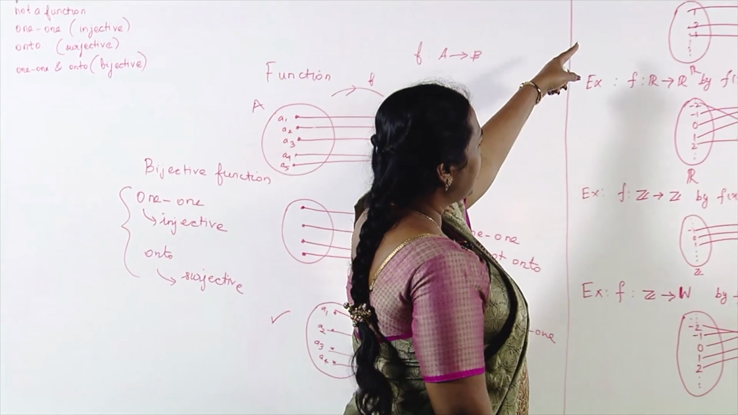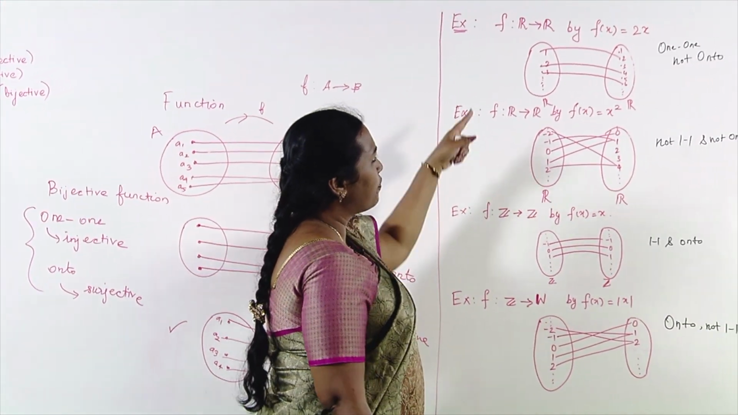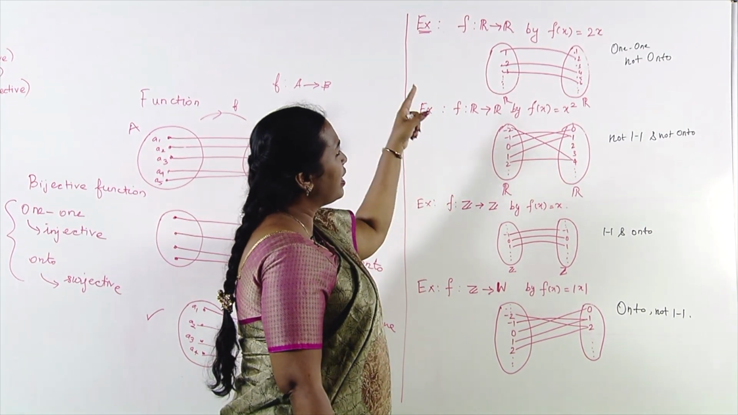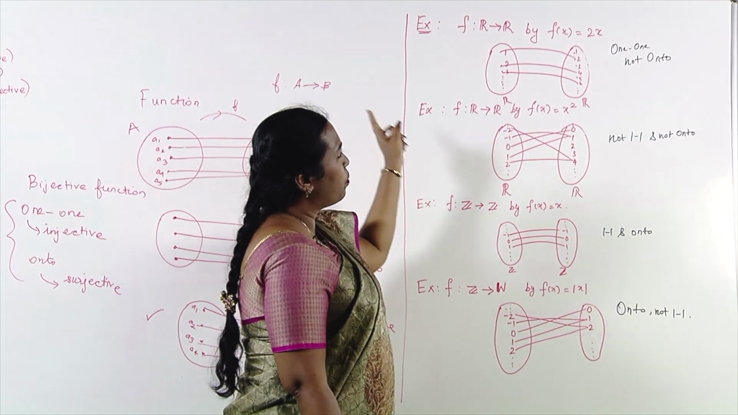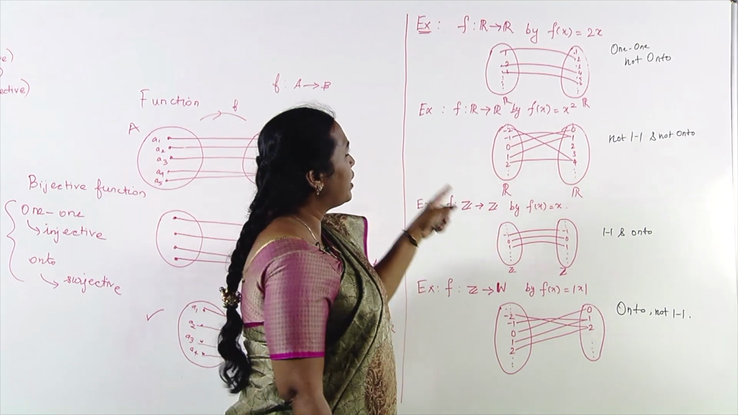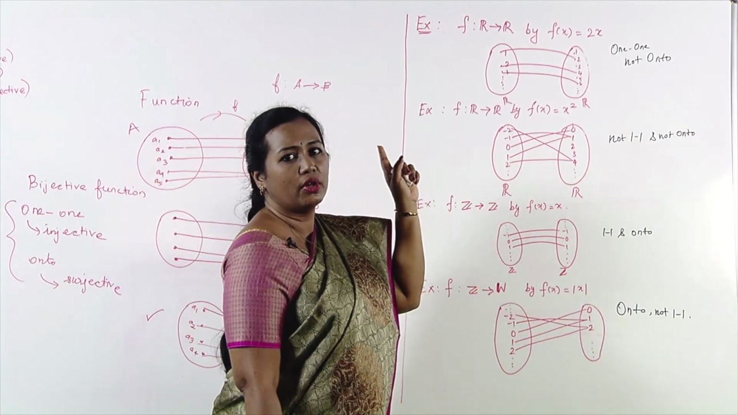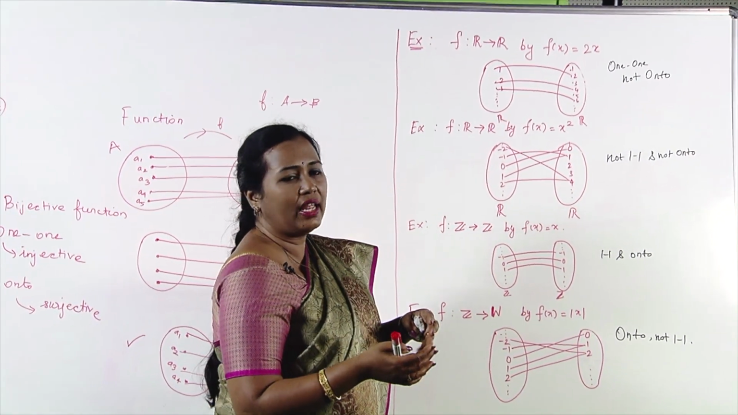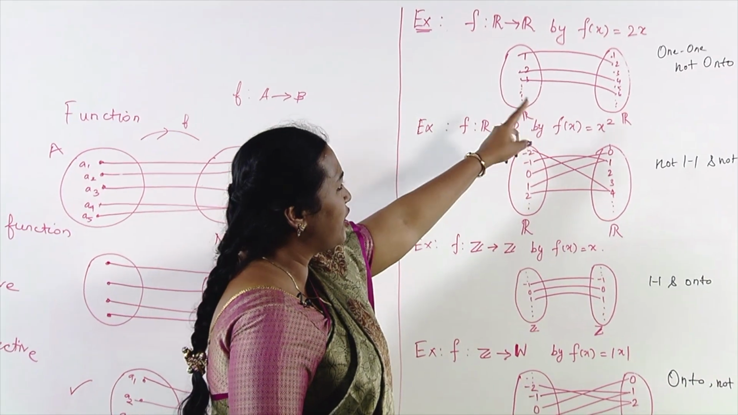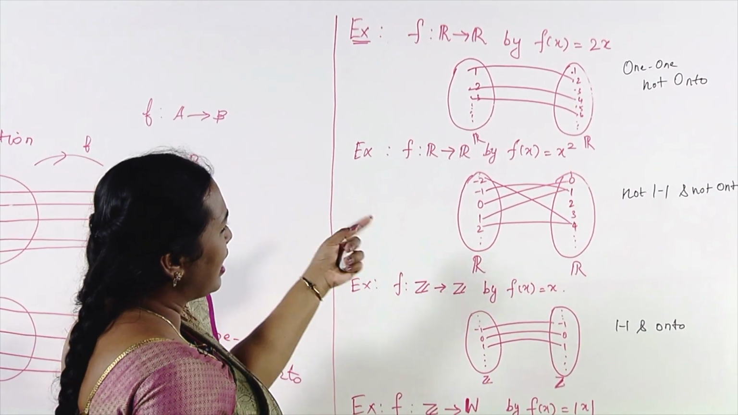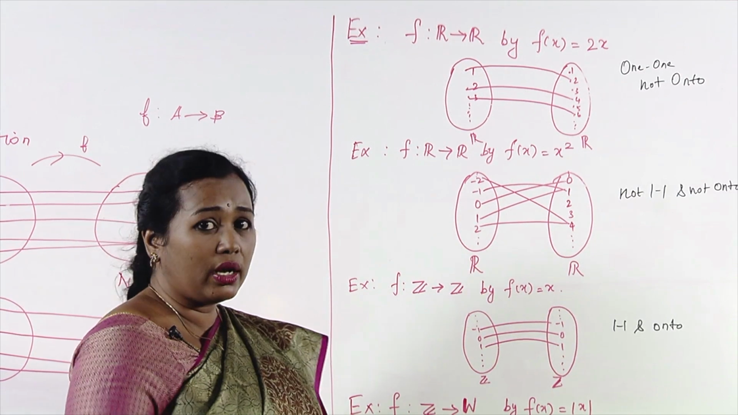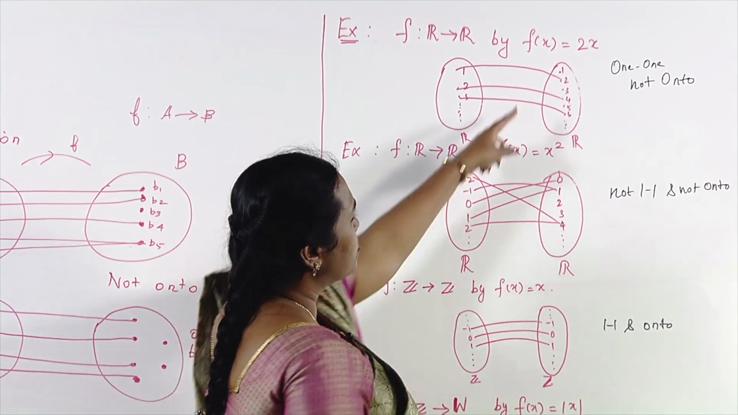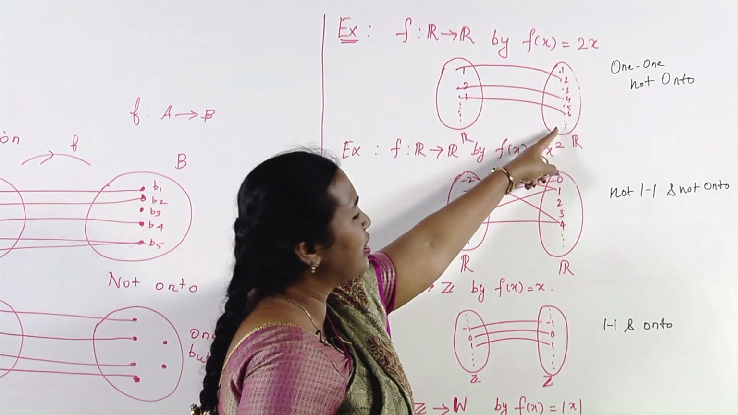Now, consider the function f from R to R by f of x is equal to 2x. Now, you can see that whenever you take 1, it is mapped to 2. Whenever you map 2, it goes to 4. So, every element is doubled. So, twice of every element is what is on the right hand side, in the codomain side. So, this is an example of a function which is 1-1, but not onto. Why? Because you can see that there is 1 here, 3 here, 5 here, and so on.